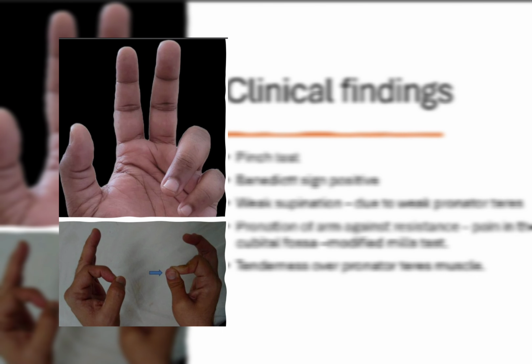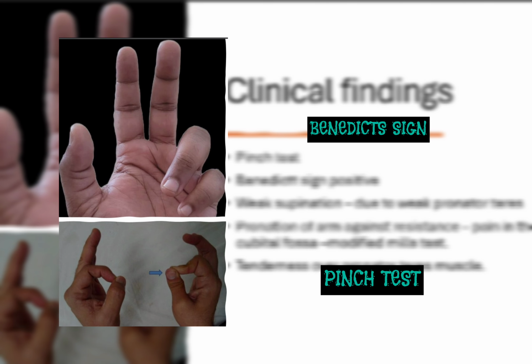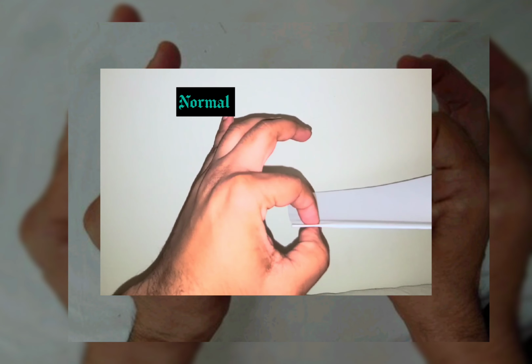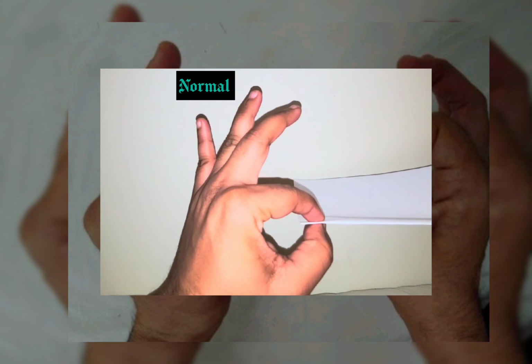Benedict's sign and also the pinch test will be positive mainly because of the weak flexors, that are flexor pollicis longus and the radial half of the flexor digitorum profundus. A small demo between normal and anterior interosseous nerve affected patients. So here is how it looks.